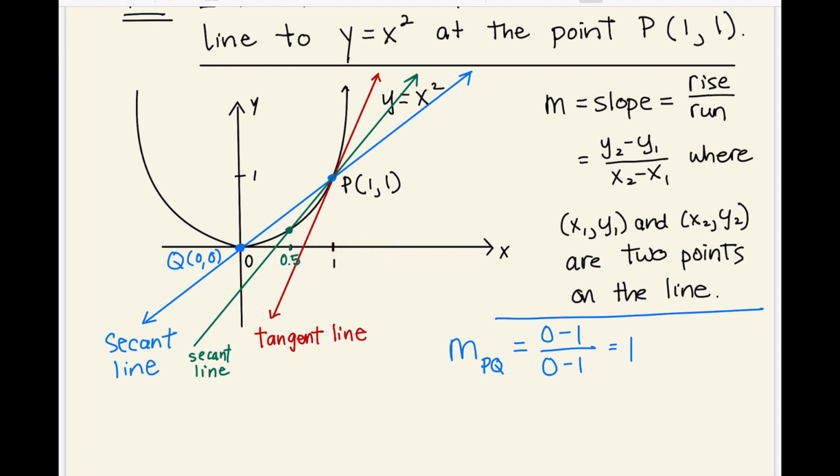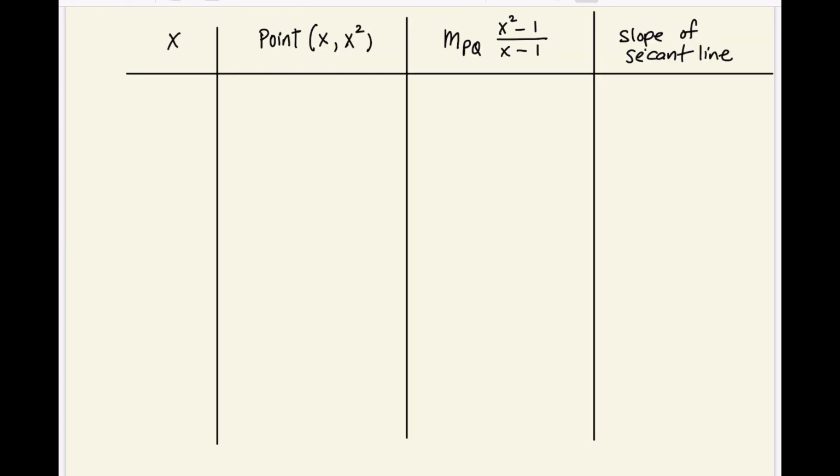So let's just summarize what I've done. In order to summarize what I did, I made this table. The first x value I used was 0, and the corresponding point on the graph was (0, 0 squared). And the slope of the secant line was given by (0 minus 1) over (0 minus 1), which was 1. So the first secant line that we were using for our estimate had slope 1.